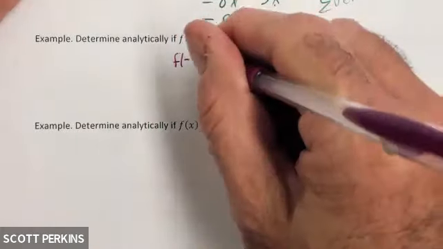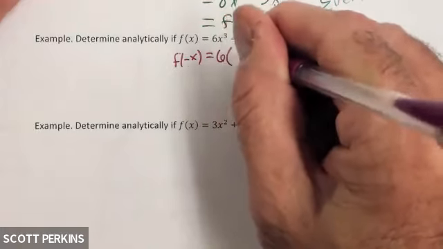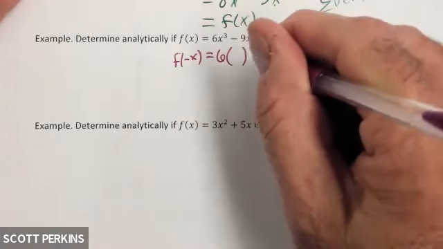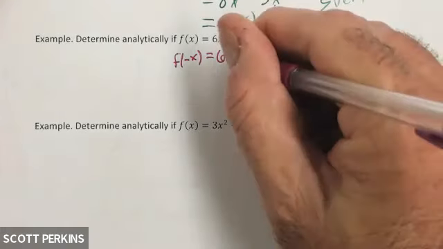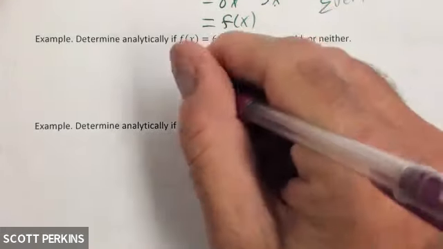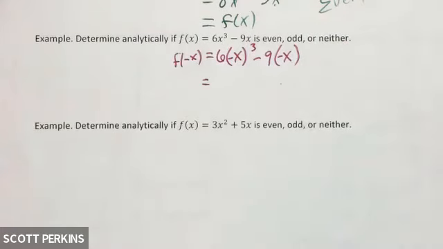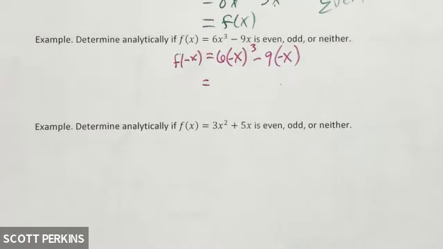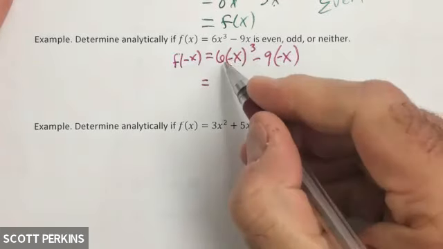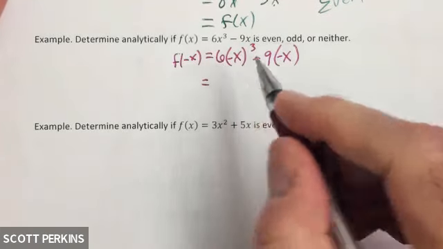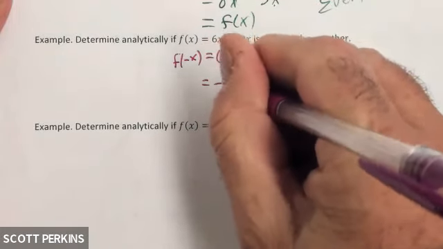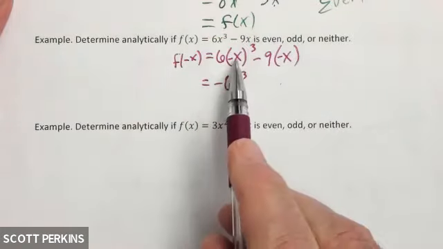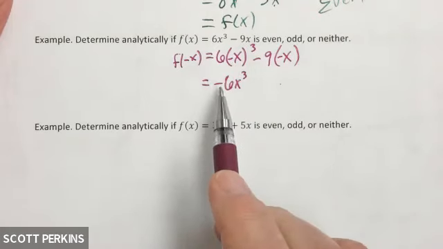That's always what I start with. So I've got 6 times whatever I'm plugging in cubed minus 9 times whatever I'm plugging in. And I am plugging in a negative x into both of these. So now the question is, when you cube a negative number, is the result positive or negative? Negative. So I'm going to rewrite this, instead of 6 and the negative inside the parentheses, as negative 6x cubed. You just told me that when I cube this negative, I'm going to have a negative value.